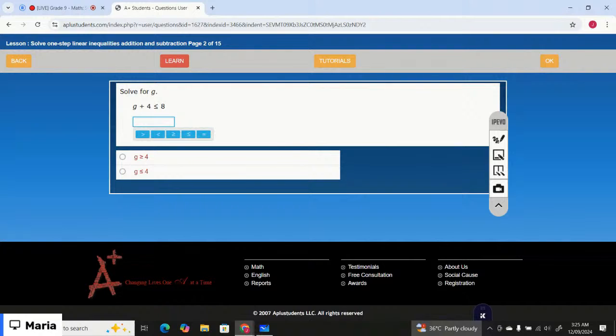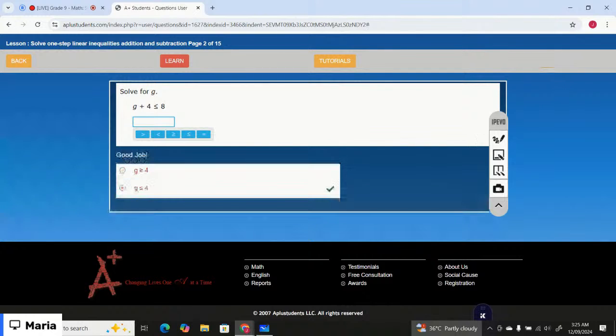Solve for G, which is the correct option. That is G is less than or equal to 4. Option number 2 is the correct option. You just have to subtract 4 from both sides. So 8 minus 4 is 4. That is G is less than or equal to 4.